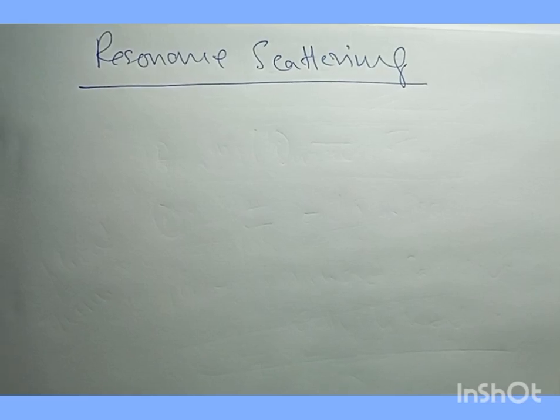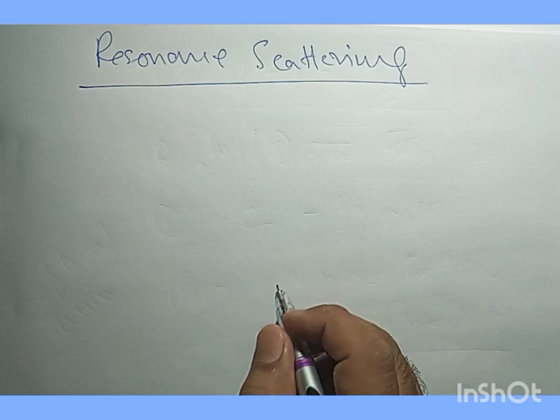So, dear friends, students, in this video I'll be talking about resonance scattering. This is the fourth unit of our syllabus, quantum mechanics second. To start with, I think it would be right if we take our basic equation of quantum formalism, and that's Schrodinger's equation for scattering.